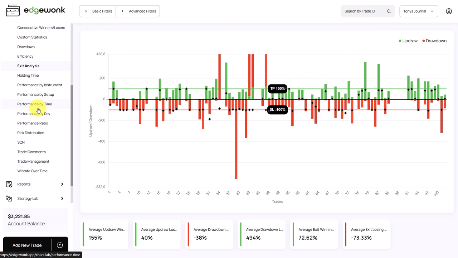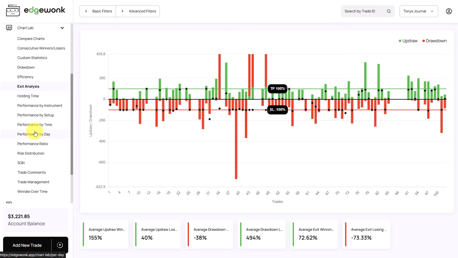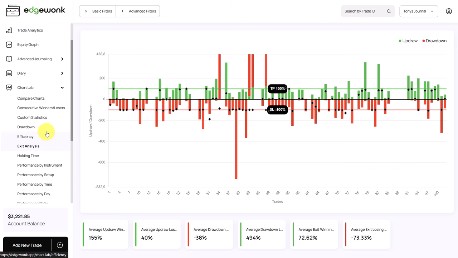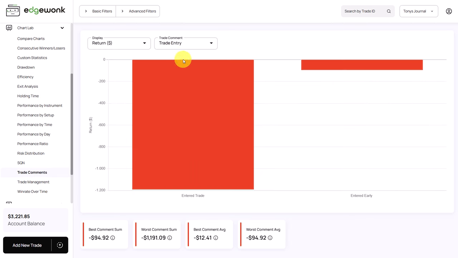And finally, one of the most important things I would recommend for this trader is to improve the way he's using the entry and the exit comments. So when we go now to the trade comments here in the chart lab, for the entry comment, he is using two comments, entered trade and entered early. And 99% of his trades are tagged with this trade comment here.